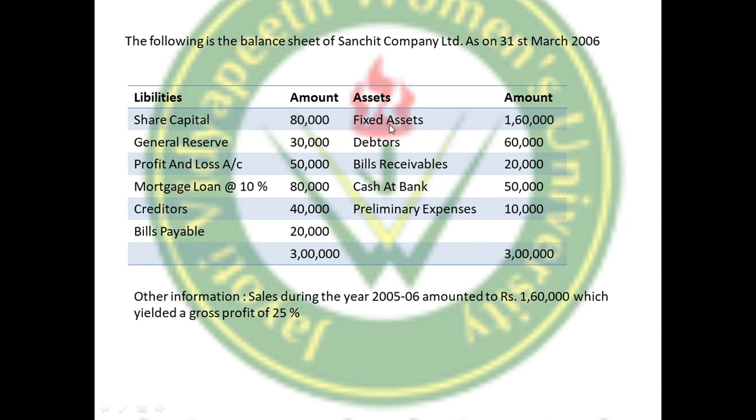Now the asset side says fixed assets are 1,60,000, debtors are 60,000, bills receivable are 20,000, cash at bank 50,000, preliminary expenses are 10,000, and the total of the asset side is also 3 lakh. Some other information is also given, and that is sales is 1,60,000 and gross profit is 25%. So this was the whole information given in the question.